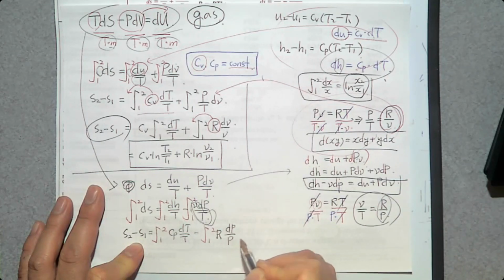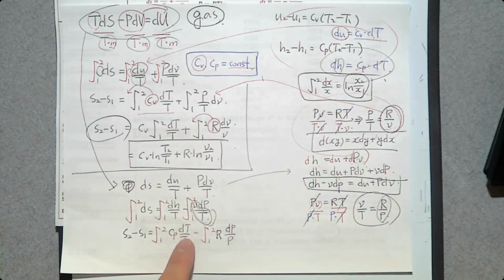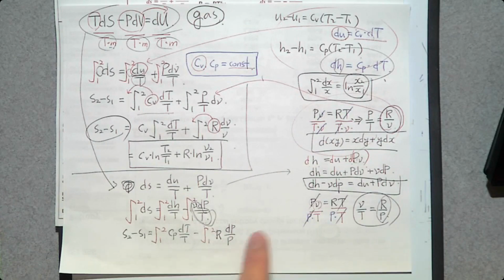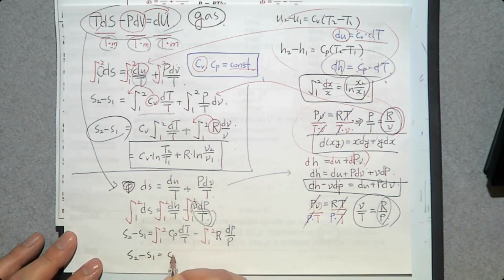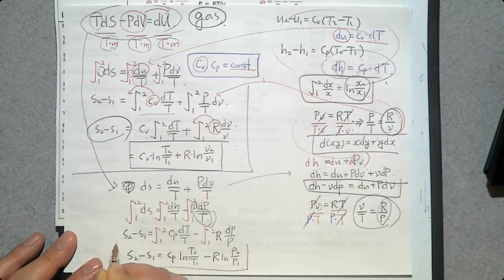Now, we assume that Cp is constant. Can it come out? Yes. R is constant because the name is gas constant. Come out? Yes. Then can you integrate dT over T? Yes. dP over P? Yes. So S2 minus S1 is Cp natural log T2 over T1 minus R natural log P2 over P1. So this is the second equation.